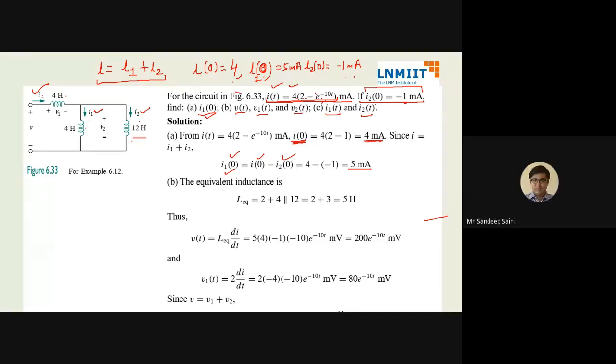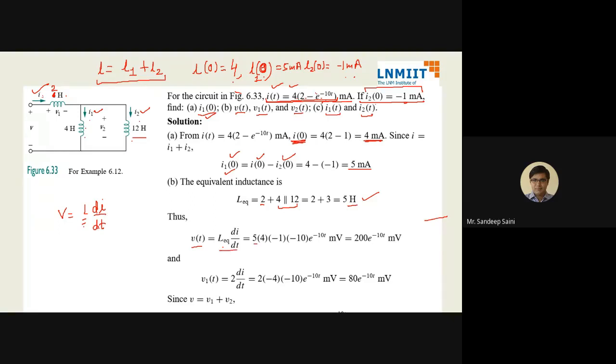After that, I need to calculate what are the values of V. So V is equal to L di by dt. That means I need to find what is L. Sir, in the equivalent it is written 2, and in the circuit it is written 4. There is a slight mistake. If all the calculations are done with 2, it's better we change this to 2. So 2 plus 4 parallel 12, so this is 5. So L is 5.